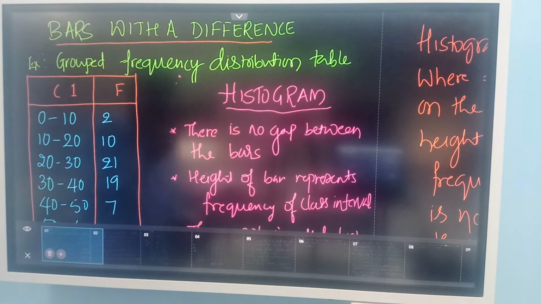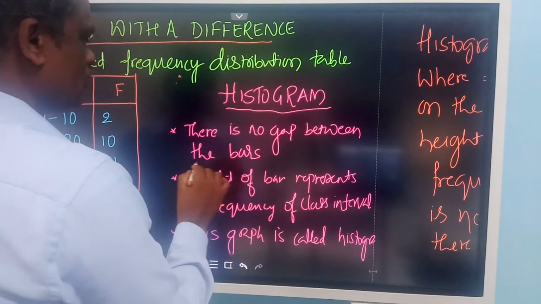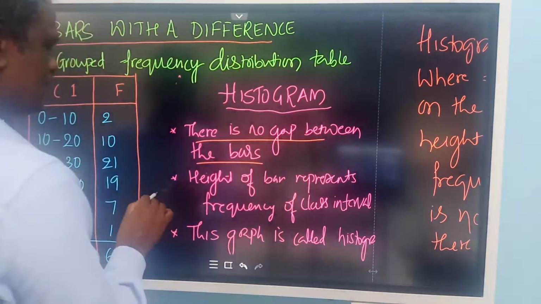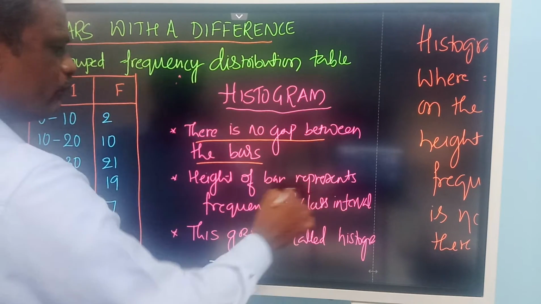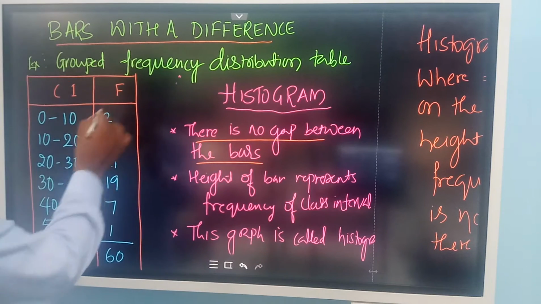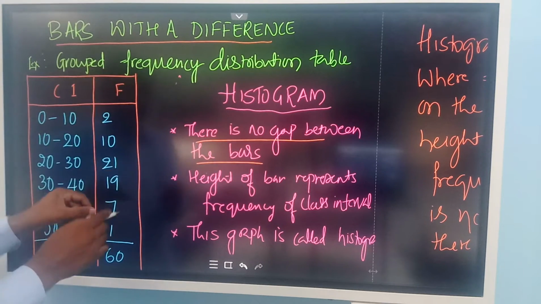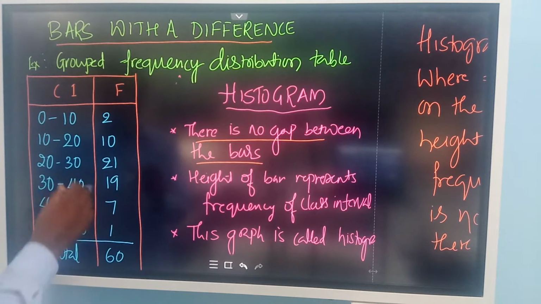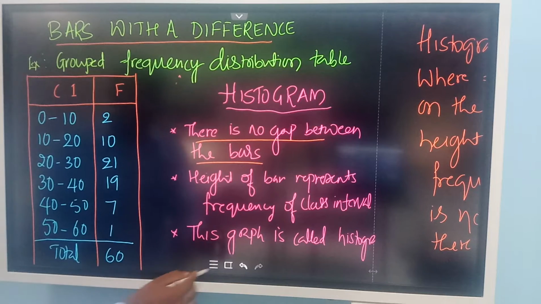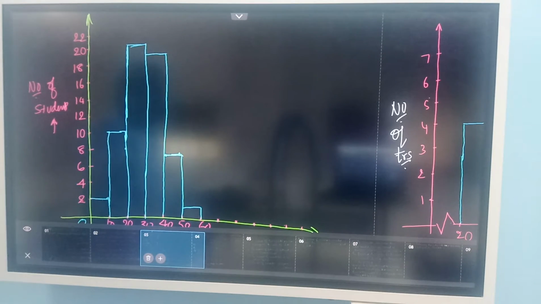So what is the difference that you are finding there? There is no gap between the bars. You don't find any gap between the bars. First important difference that you are seeing there. Then the height of the bar represents the frequency. If the frequency is more, height is more. If frequency is less, height is less. Then this bar graph is called a histogram. This one is called a histogram.